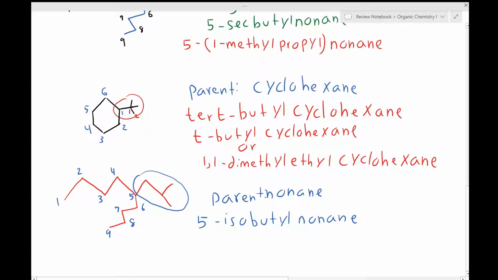If you didn't recognize it was an isobutyl group, it's okay. We can number the carbons. 1, 2, 3 on our longest chain. We can call this 5. There's a methyl coming off the 2 group. 5-(2-methylpropyl)nonane.